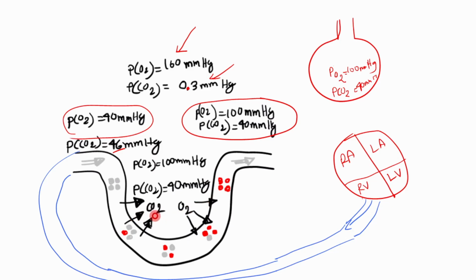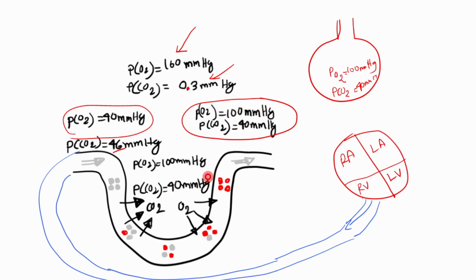By the time the blood leaves the pulmonary capillaries and enters the pulmonary vein as oxygenated blood, we can imagine this portion as the pulmonary vein. It has achieved perfect equilibrium with the alveolar air, which was 100 millimeter mercury for oxygen and 40 millimeter mercury for carbon dioxide. And it leaves the lung with a partial pressure of oxygen of 100 millimeter and partial pressure of carbon dioxide of 40 millimeter.